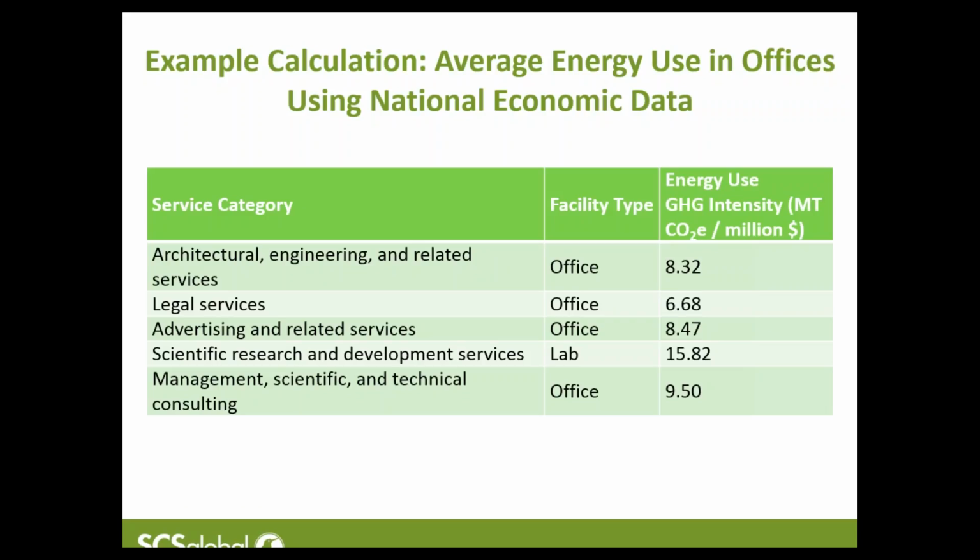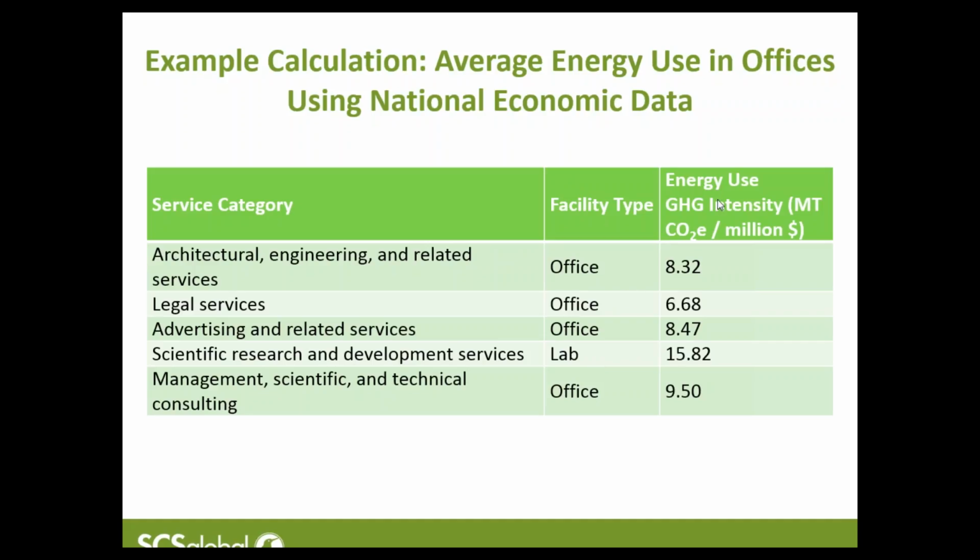So for this specific project, there were 5 service categories that were the most significant supplier categories for this specific client. This included architectural, engineering and related services, legal services, advertising and related services, scientific research and development services, management, scientific, and technical consulting services. So you can see these were fairly straightforward to categorize by facility type into offices and labs in the scientific research and development.